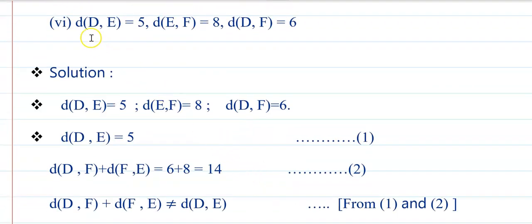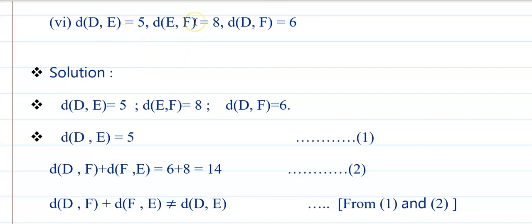Next is distance DE is equal to 5, distance EF is equal to 8 and distance DF is equal to 6. Again, if we add any two distances, it is not equal to the third remaining distance. Means what? 5 plus 8 that is equal to 13, not equal to 6. 8 plus 6 is 14, not equal to this 5.